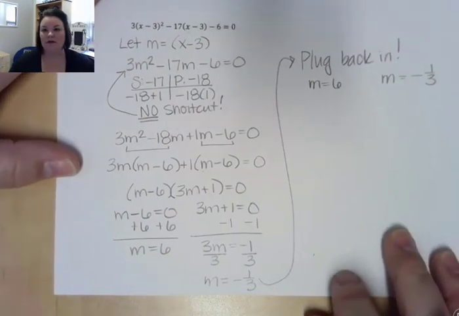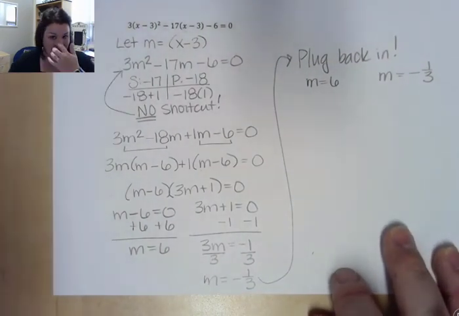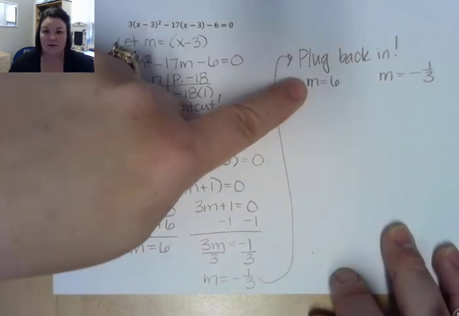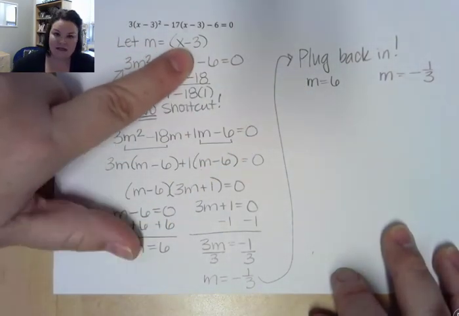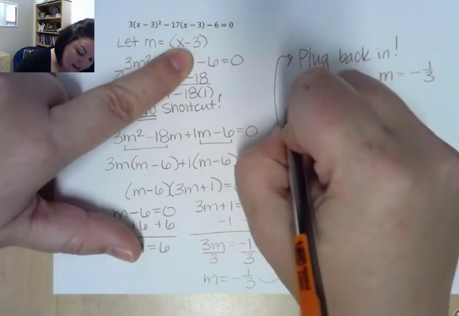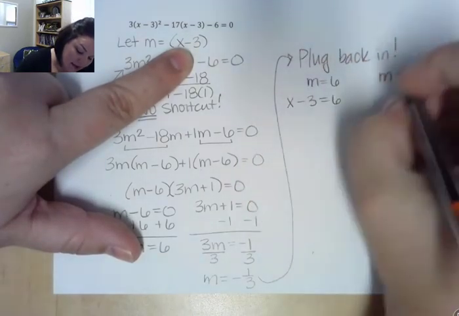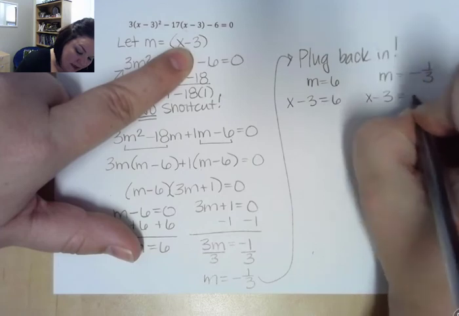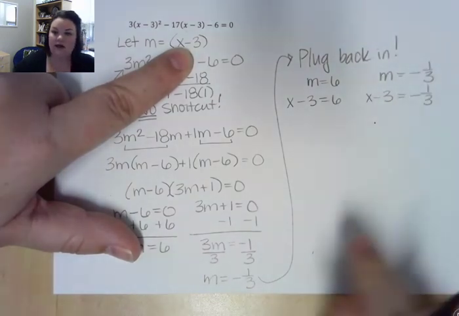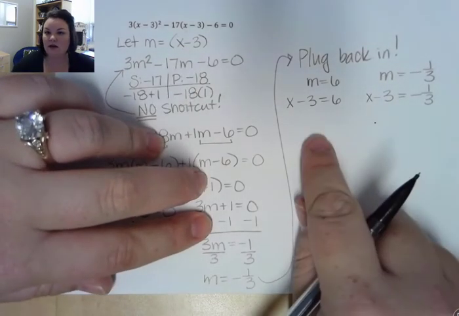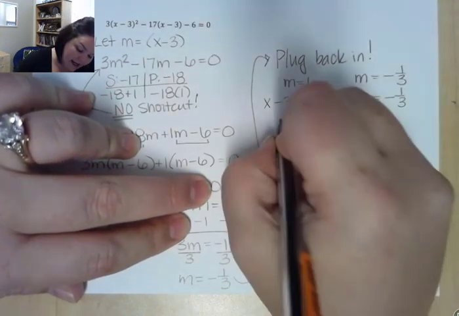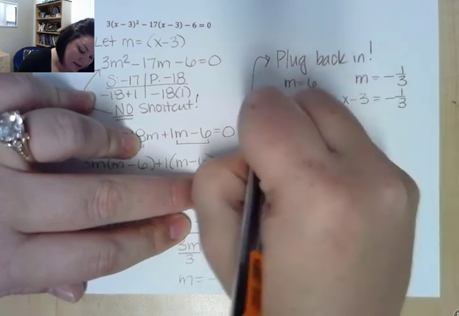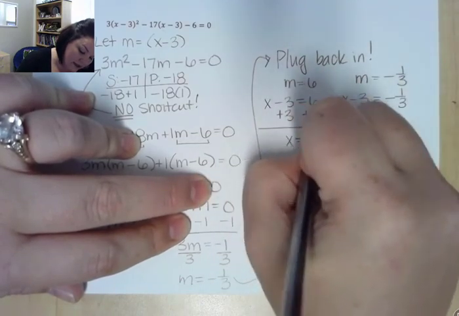So I want to go ahead and plug back in what my original m was standing for. We let m equal x minus 3. So this means that x minus 3 equals 6 and x minus 3 equals negative 1/3. Okay, so I just need to work out these two options, right? On this side, I just need to add 3 to both sides. So I get x is equal to 9.